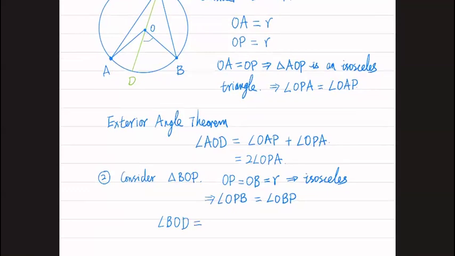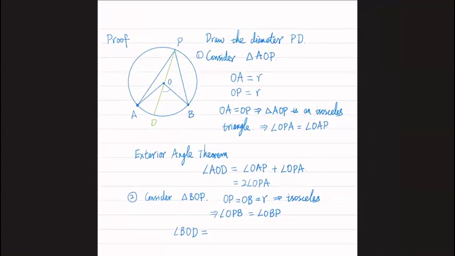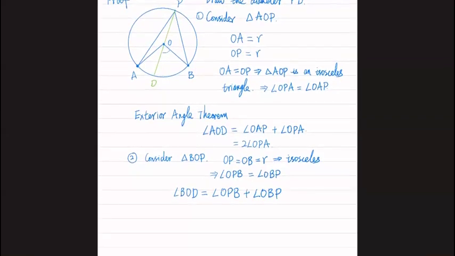Okay, what does the exterior angle theorem tell us? BOD equals OPB plus OBP. Again, because the two angles are the same, it will be twice angle OPB. All right, we have both.